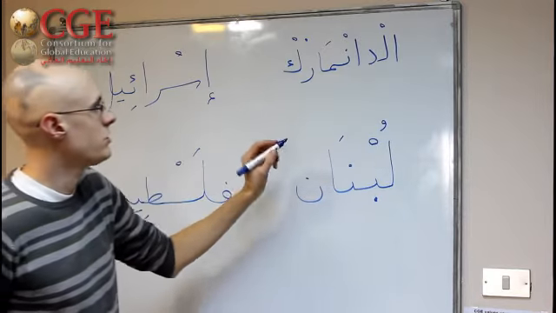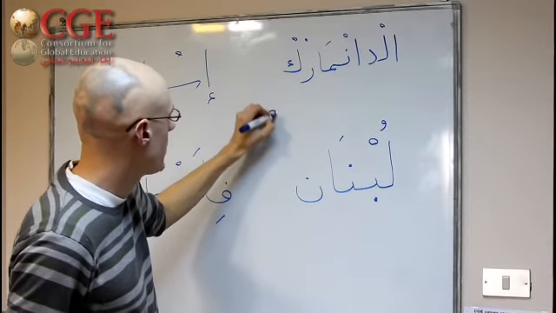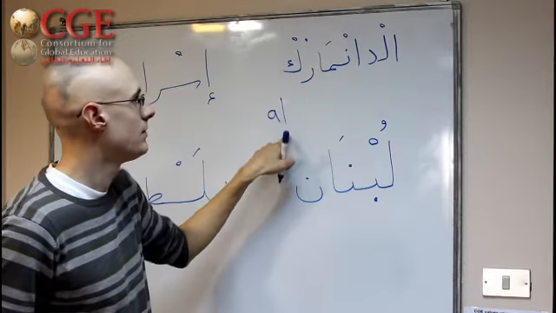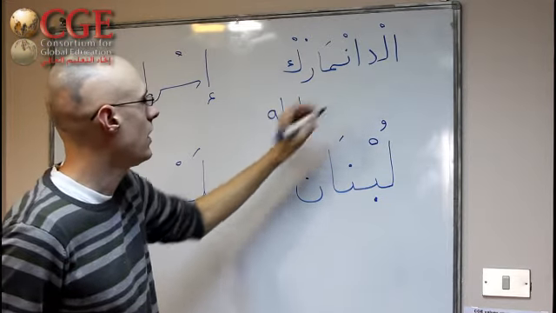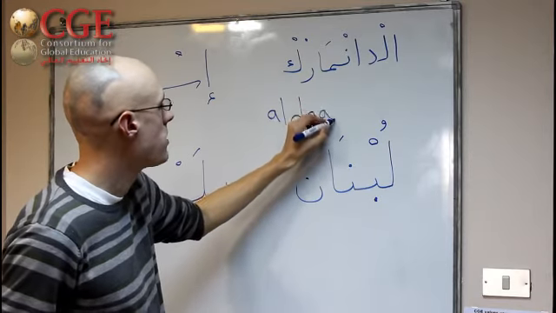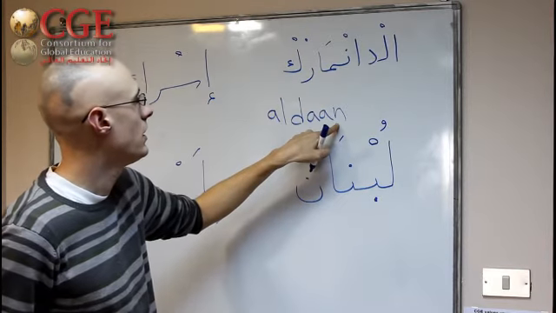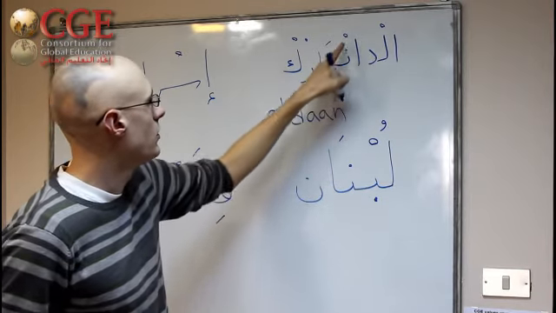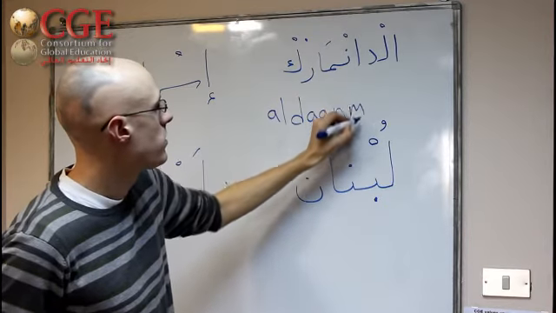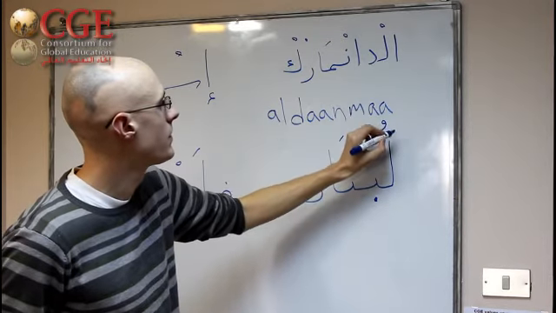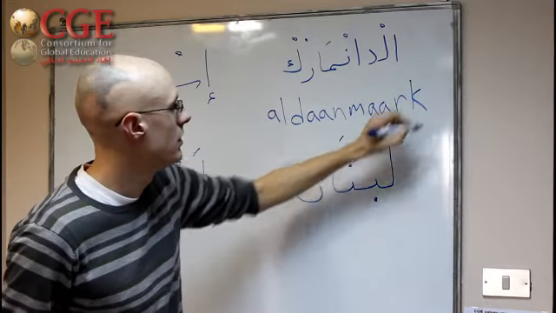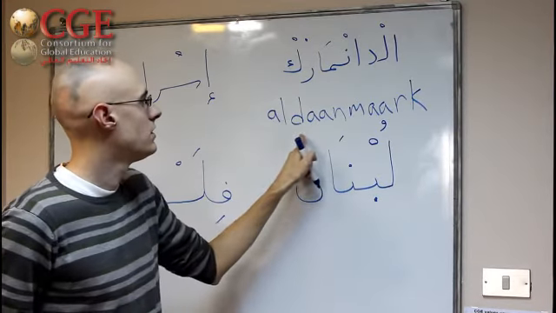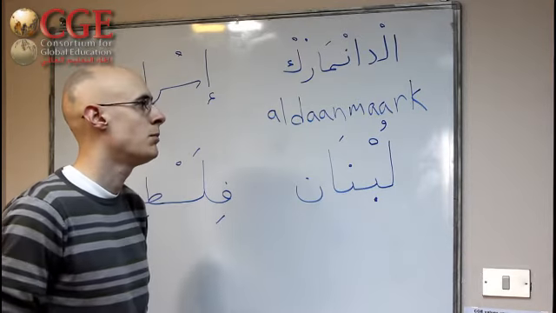Okay, last 4 for this section. This is a European country. Surprisingly, this takes the definite article. Al, and then a D, long A, plus noon, N, no vowel, long A, R, K. Al Denmark. Denmark.